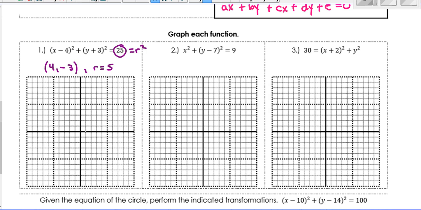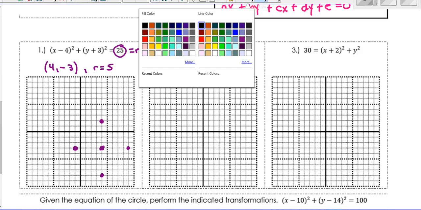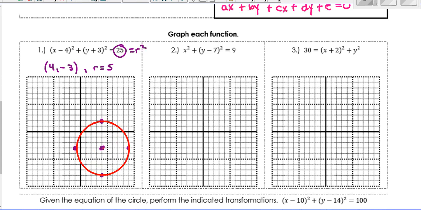Okay, so plot the point 4, -3. Puts you here. And then if you have a radius of 5, that means up, down, left, right, everywhere you go 5. And then connect your points. Do the best that you can, and then that's what you should get.